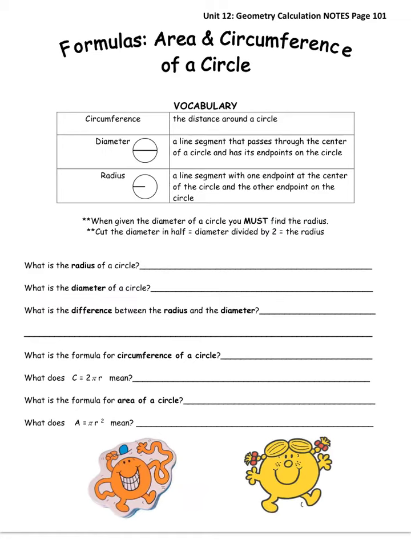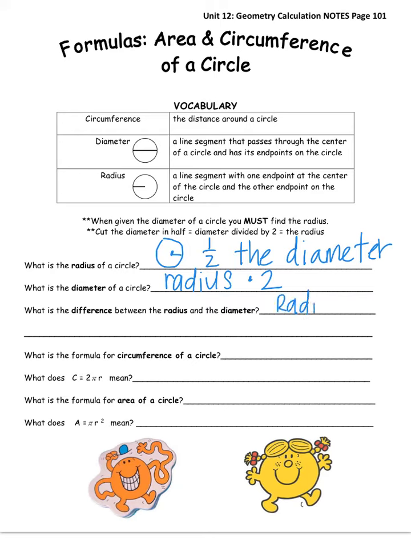Alright, so moving on, let's look at circles. So the radius of a circle, if we drew a picture here, like up above, is half the diameter. Diameter is the distance across the circle. Or we could say radius times 2. What is the difference between the radius and the diameter? Radius is half the diameter.